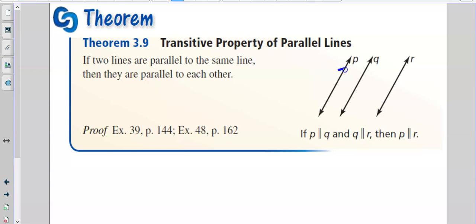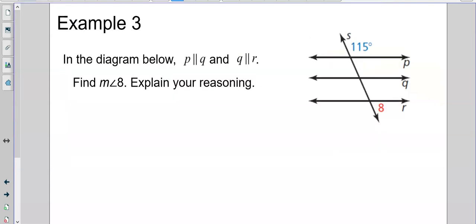So if P is perpendicular to Q, and Q is perpendicular to R, then we know P is perpendicular to R, because they have the middle one in common, so to speak.